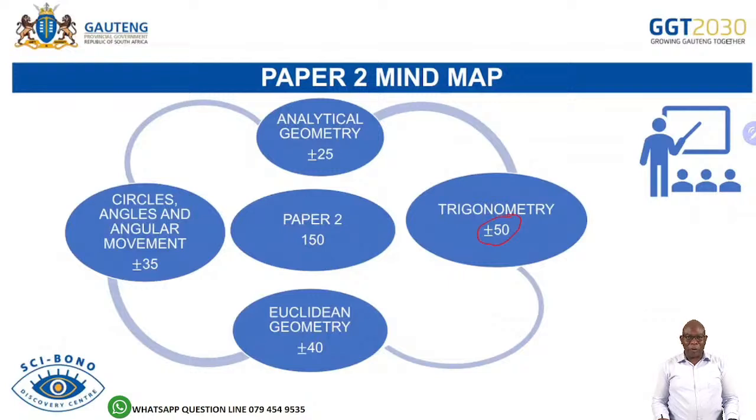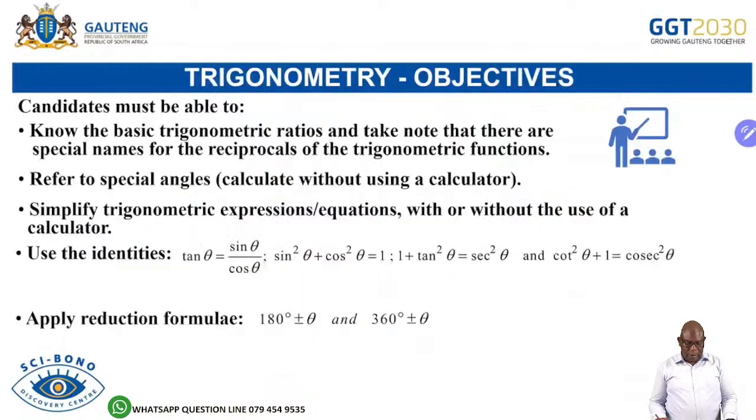So we really need to work very hard to get at least the minimum that we can get in trigonometry, which should be above 30. And this is exactly what we're going to be looking at, to see how we can get above 30 out of 50 for trigonometry. Right. So the objectives of this lesson today are things that we really need to know.